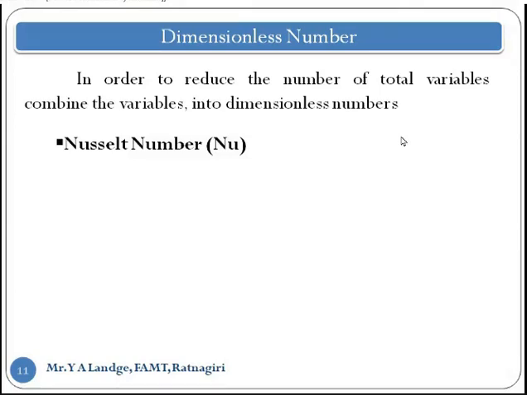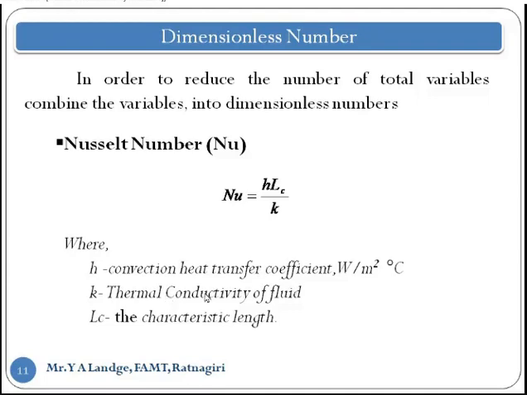Now what do you mean by Nusselt number? If you see the equation for the Nusselt number, it is hL_c by k. This formula is again related to the Biot number that we learned in the transient conduction process. The Biot number is h, characteristic length and the conductivity, right? But there we take the conductivity of the body. Here this k is the conductivity of the fluid. So the Nusselt number and Biot number have the same formula, only the difference is we take the thermal conductivity of the fluid here.